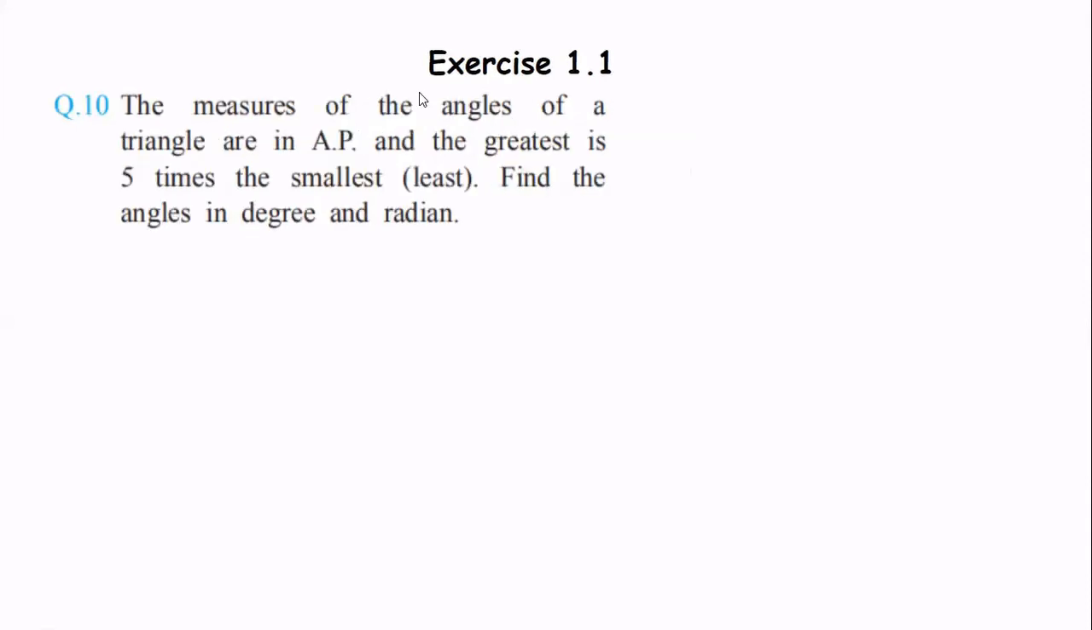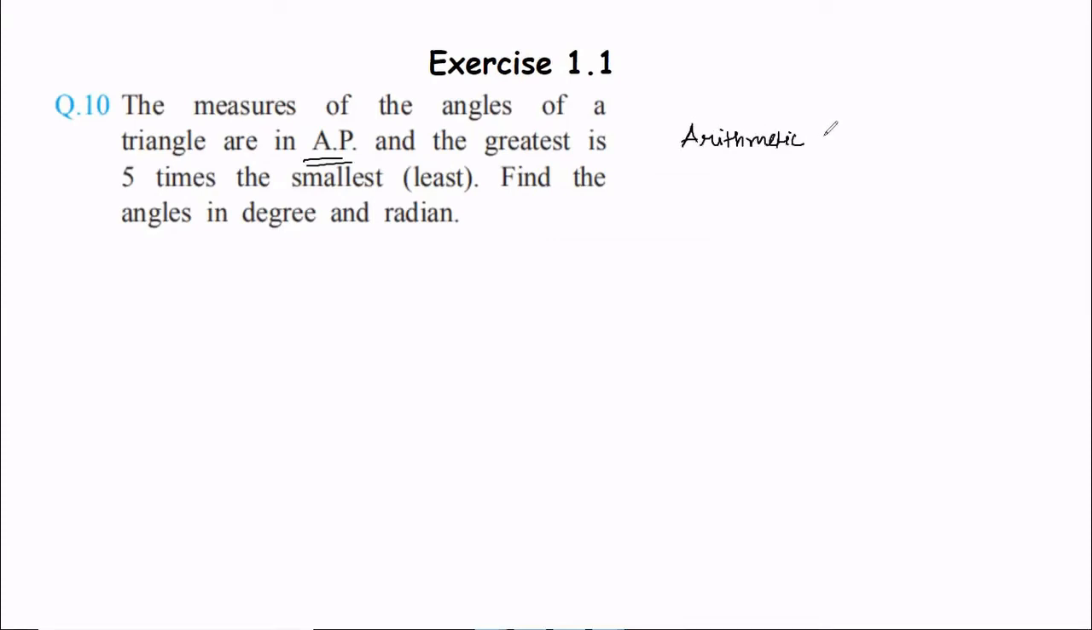So the next question is, the measures of the angles of a triangle are in AP. Now what does AP mean? AP means arithmetic progression. So this we learned in 9th and 10th standard. In case of arithmetic progression, they have said the measures of the angles of the triangle are in AP.